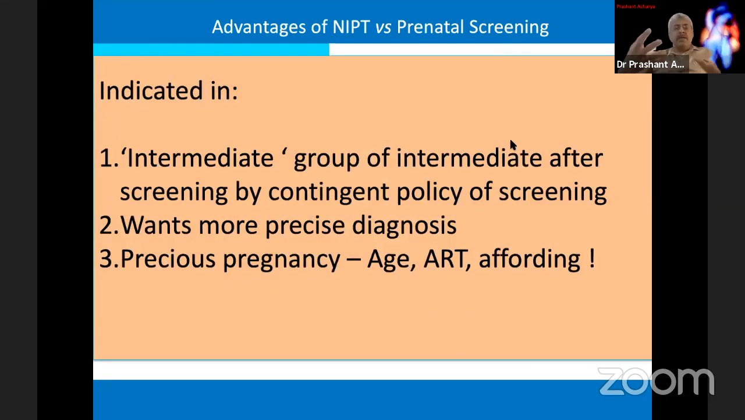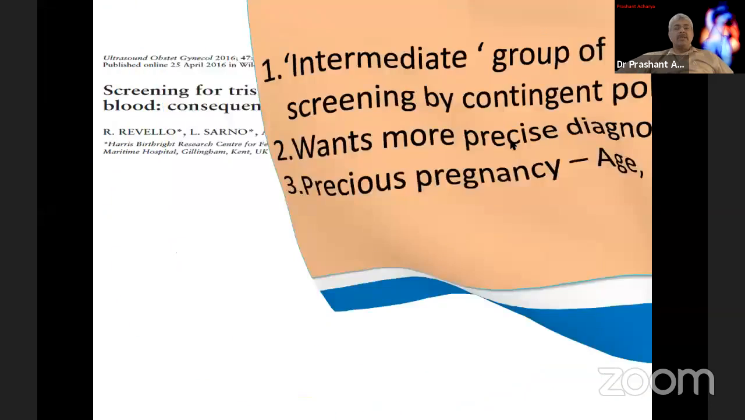Where we recommend NIPT is for those falling into the intermediate group after a contingent policy of screening. I'll explain what it is. Those who want a more precise diagnosis, those who have money and are willing to spend, who want to evaluate the best possible thing, can go for NIPT, with a precious pregnancy like advanced maternal age or after ART pregnancy, or those who can afford it, who want to spend and get the best result, should be submitted for NIPT.